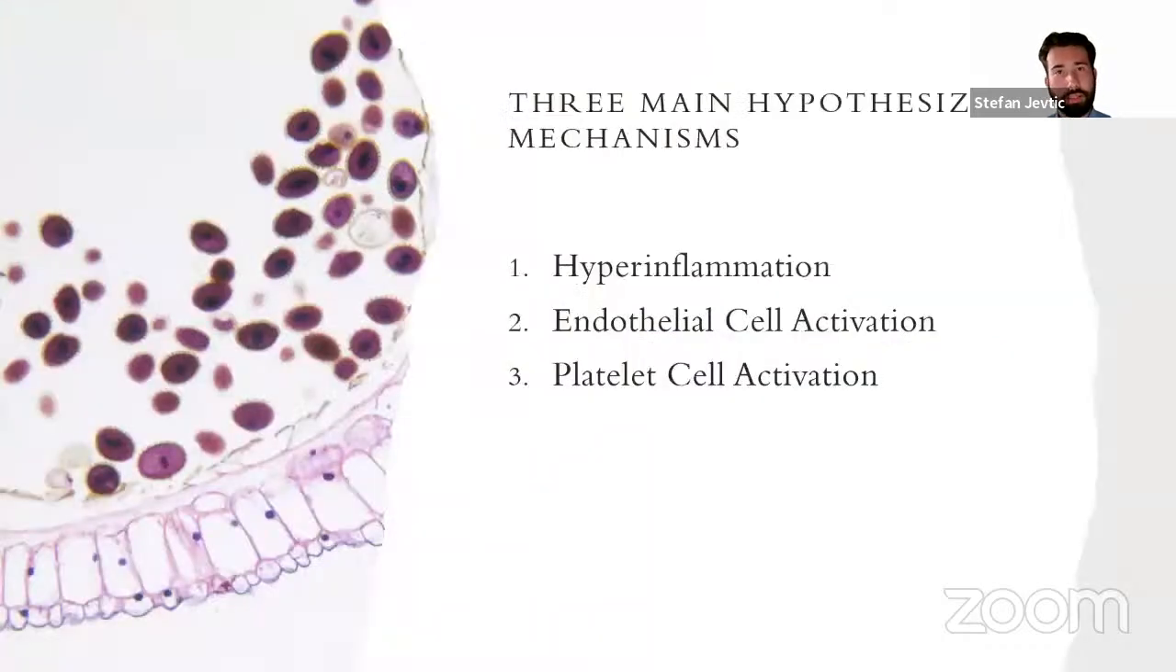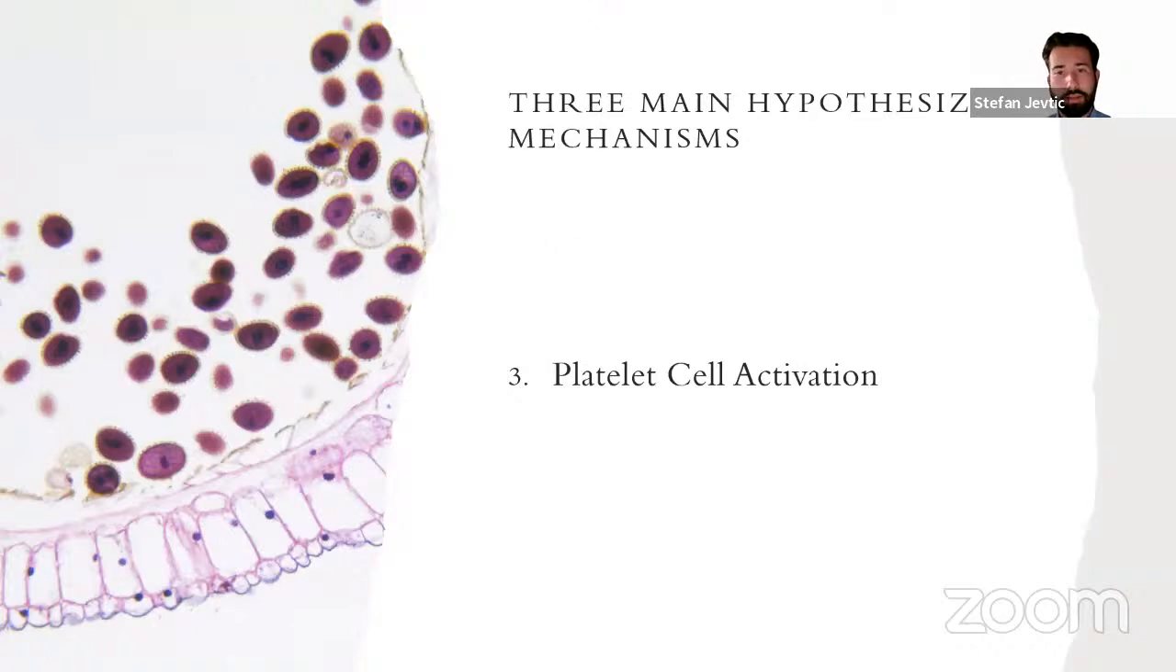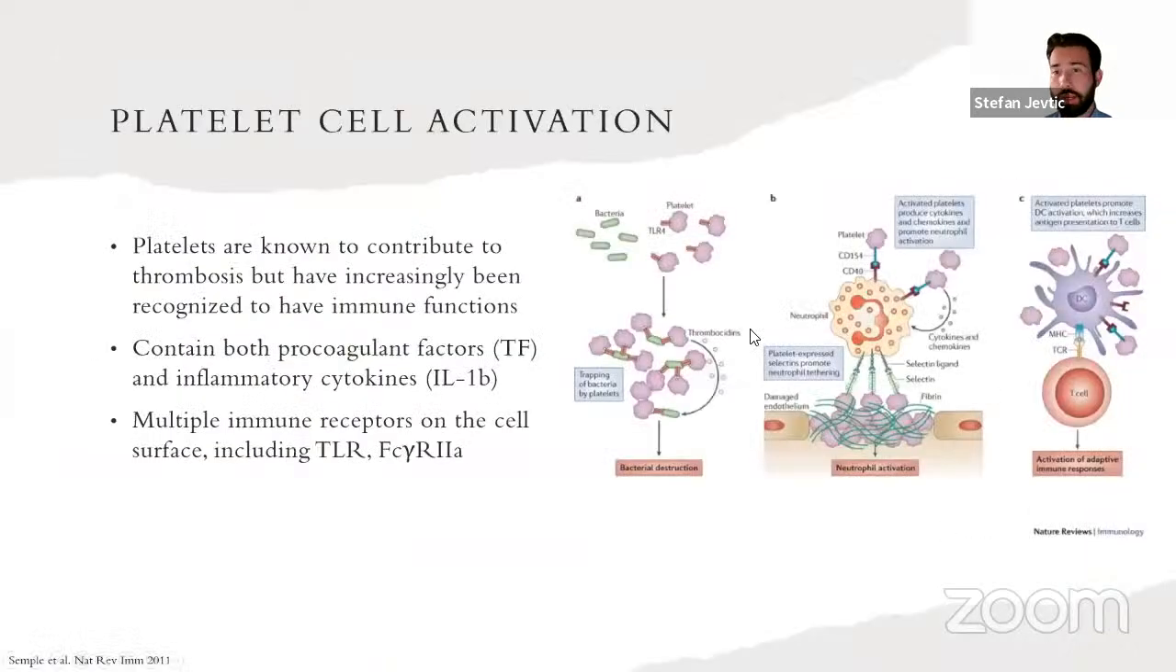And lastly, we'll focus on platelet cell activation because this has seen quite a number of studies published in this regard for COVID-19. And again, platelets are not only related to thrombosis, but also have been shown to have various immune roles, both through secreting inflammatory cytokines like interleukin 1 beta, but also through opsonization of bacteria and various pathogens. And really, this is mediated through their cell surface receptors. The one we'll be focusing on today will be the Fc gamma R2A receptor, which is known to bind to immunoglobulin of the IgG family.